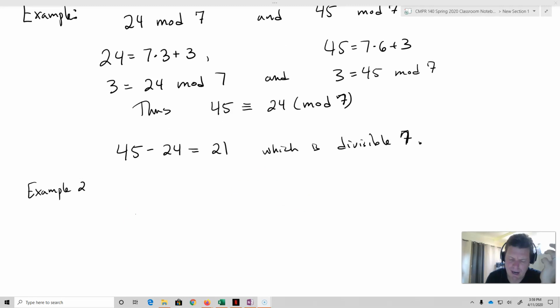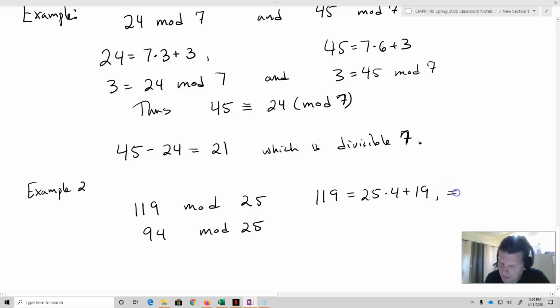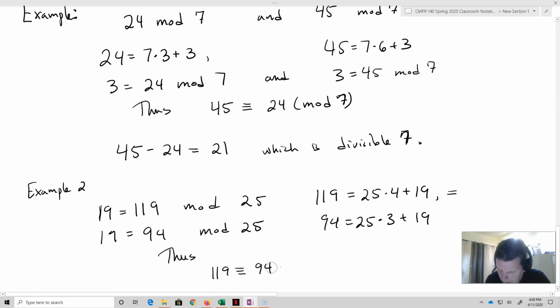Let's take, for example, 119 mod 25, and in addition to that, 94 mod 25. Are these two in fact congruent? Well, 119 is equal to 25 times 4 plus 19, so it is equal to 19. And 94 is going to equal 25 times 3 plus 19, so it's also equal to 19. Thus 119 is congruent to 94 mod 25, and vice versa. We can also say that 94 is congruent to 119 (mod 25). All right, cool.